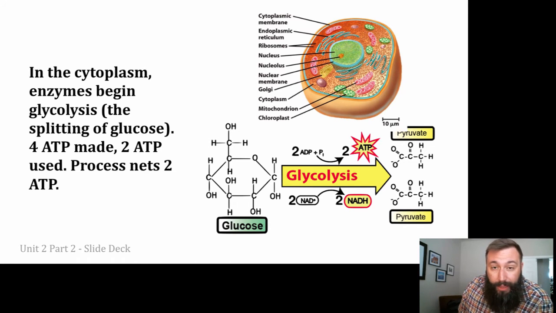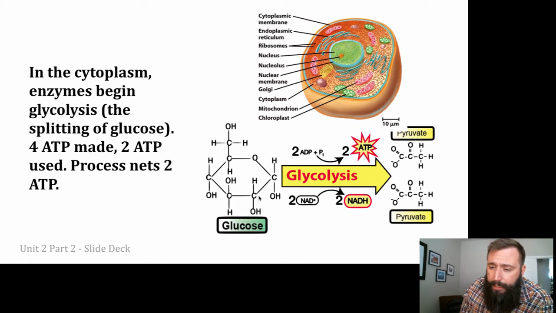It happens with glycolysis. Glycolysis means to break down or split glucose. Glyco refers to sugar. Lysis means to split. So glycolysis is the splitting of glucose. 4 ATP are made, but it takes a small investment of energy, 2 ATP, to make the 4. So we say that the process nets 2.